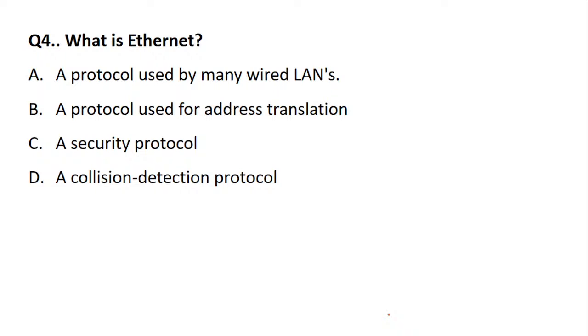What is Ethernet? Is it a protocol used by many wired LANs? Is it a protocol used for address translation? Is it a security protocol, or is it a collision detection protocol? So when we are talking about Ethernet, what exactly does it indicate? Is it a protocol for LAN, for translation, for security, or for collision detection? What exactly is it meant for?